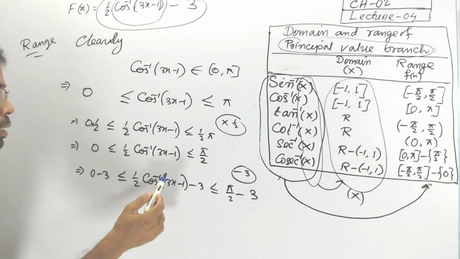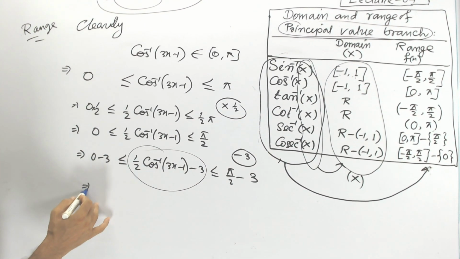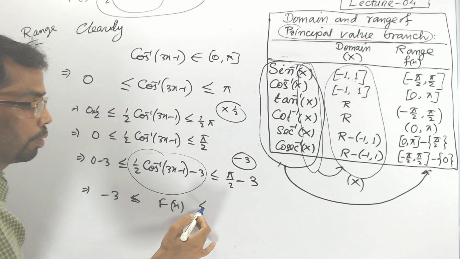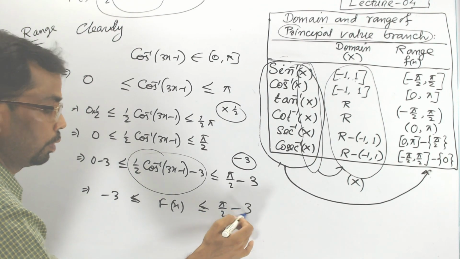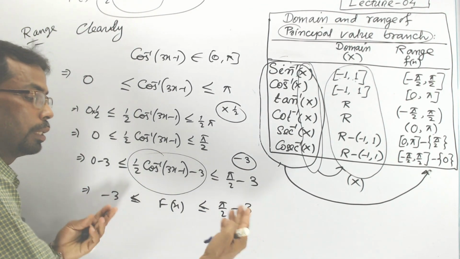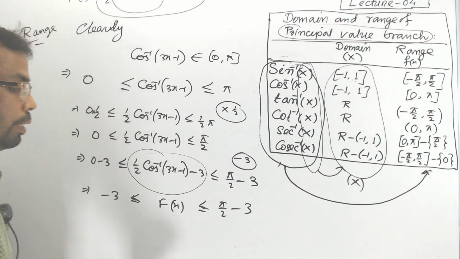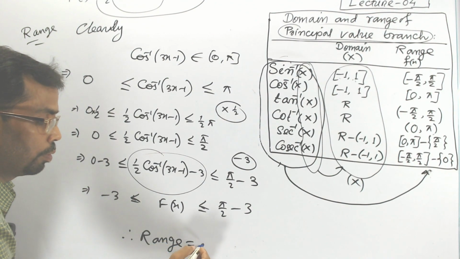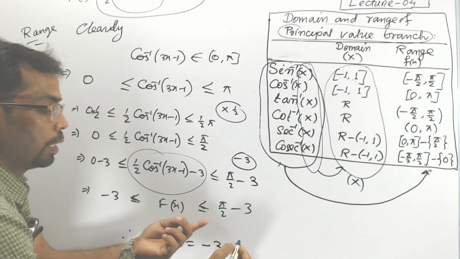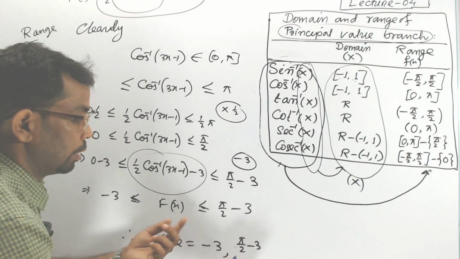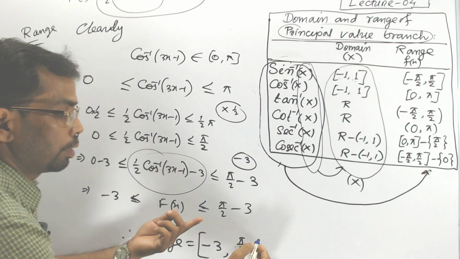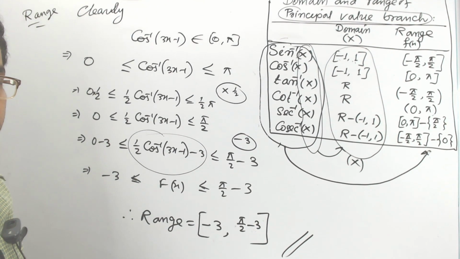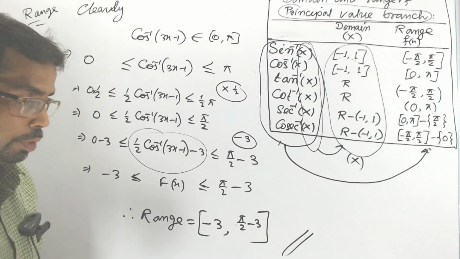And finally what I have got? I have got the function fx. This is the function fx, which lies between minus 3 to this number. That is the range. Remember, range is fx. So I can write range is equal to, starting from minus 3, ending at pi by 2 minus 3. Equal sign, so close interval. Here also equal sign, close interval. So this is how we find the range of the given function. I'll solve some more questions.